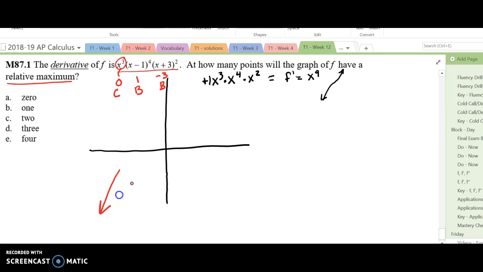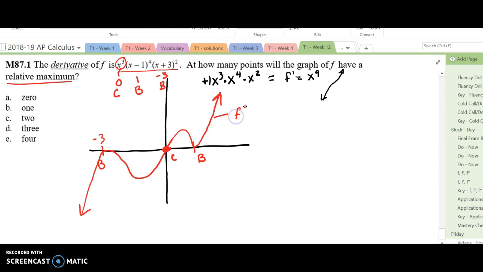So I'll have this kind of general behavior. I'm crossing at 0, I'm bouncing at 1, and I'm bouncing here at -3. And then I'll draw what I have: bounce, cross, bounce, and this was the first derivative, f prime of x.